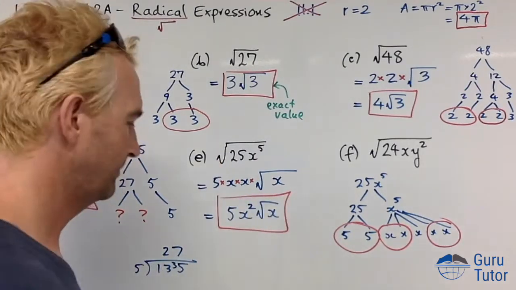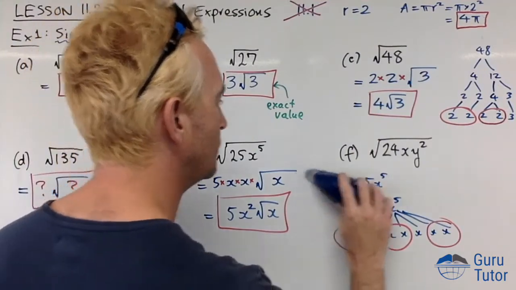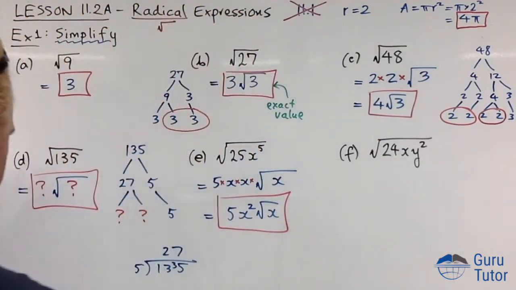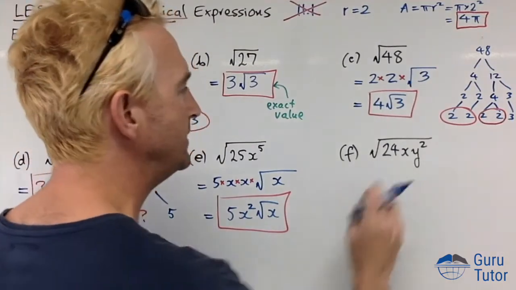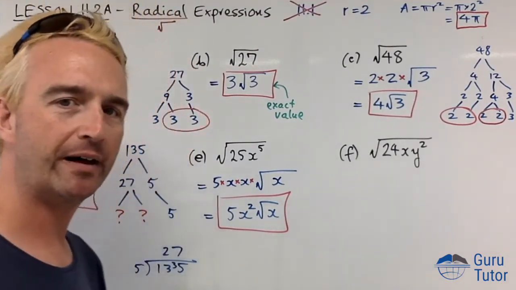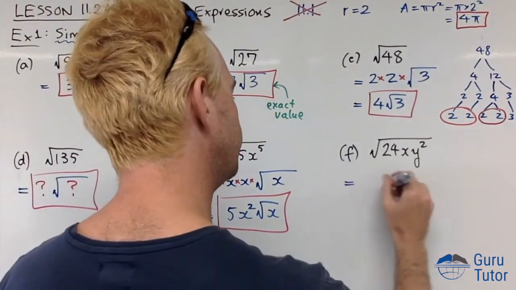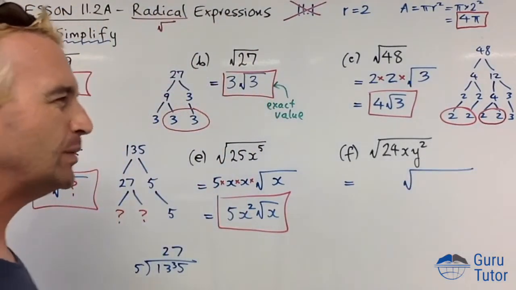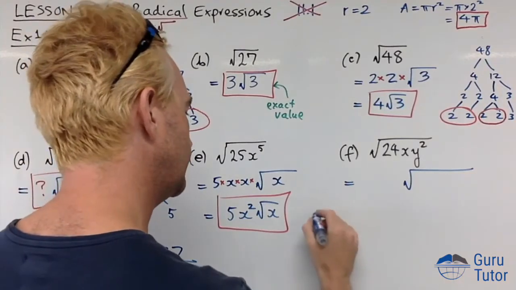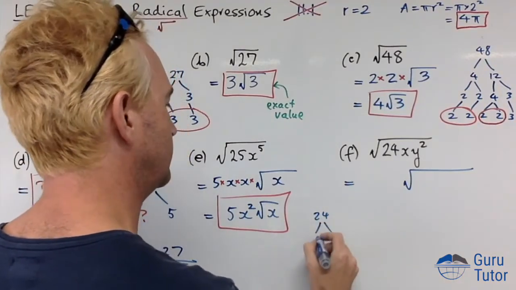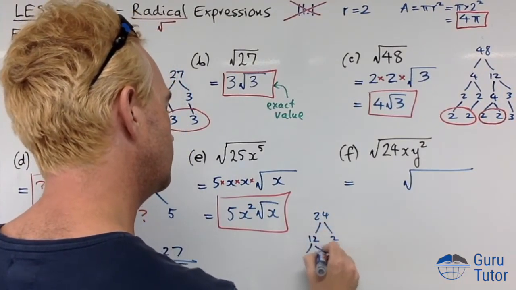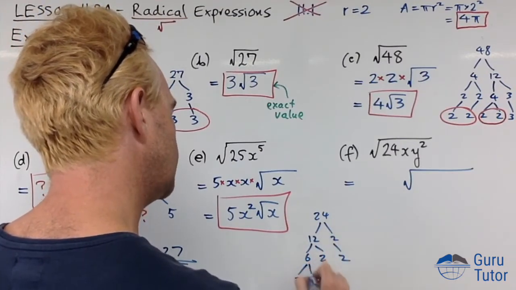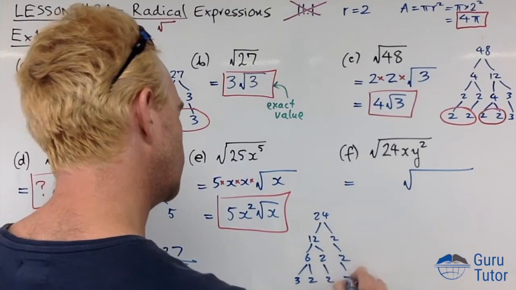Getting the hang of it? And the last one, F, I'm just running out of board space. Don't erase your working. I'm erasing my working because I need the board space. 24x squared y. Can you do this without the factor tree? Let's think about 24. 24 is a bit hard. So I might do a factor tree for 24. 12 times 2. 6 2s are 12. 3 times 2 times 2 times 2.